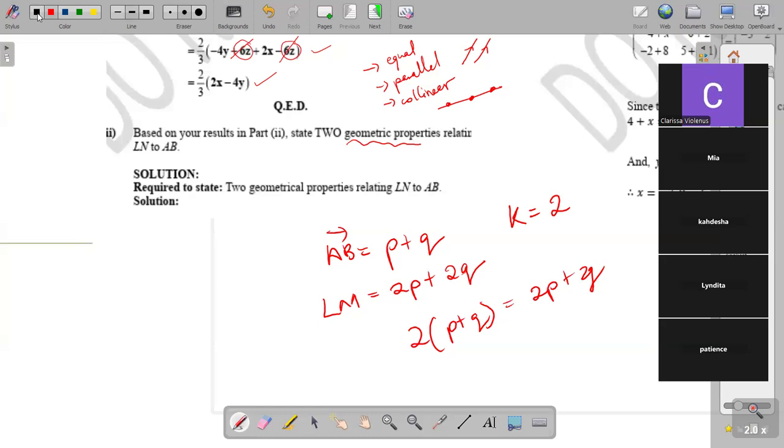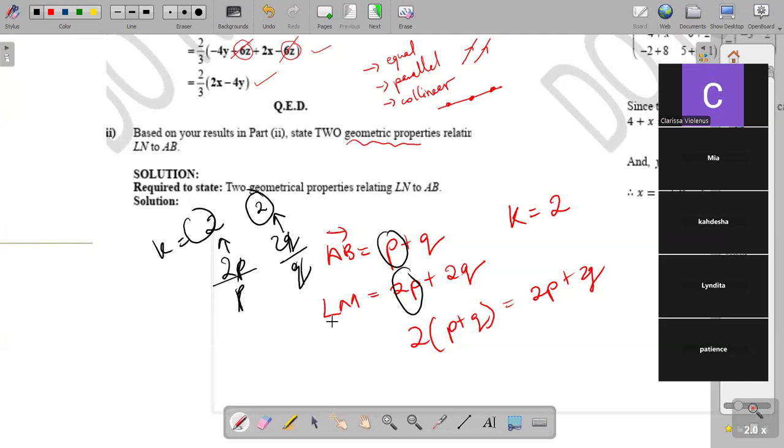Here's a trick to determine that, though. You divide this by this. So you divide 2P by P, and then you divide 2Q by Q. And if the answer for this is the same as the answer for this, that number is your K. So if I cancel this, what am I going to get? 2. If I cancel this, what am I going to get? 2. So that means K is equal to 2. Everybody see that? Hello?